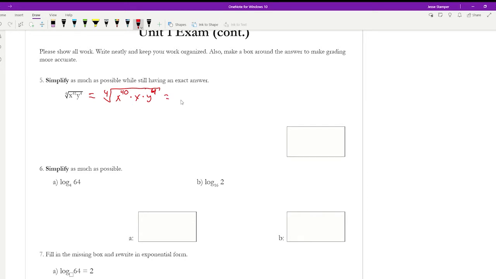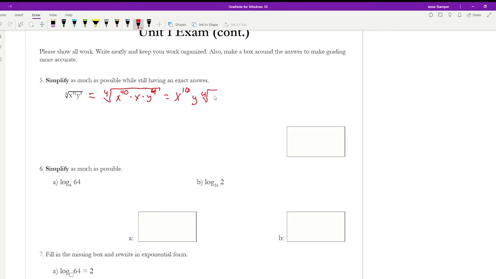So, if x is raised to the 40th power, that's 10 sets of 4. If it's 10 sets of 4, for every set of 4 we pull out, we get an x, that's 10 x's. So we get x to the 10th power. We have y raised to the 4th power. Well, that means that's 1 y we can pull out. And of course, it's a set of 4 we pull out, we get to keep the y.